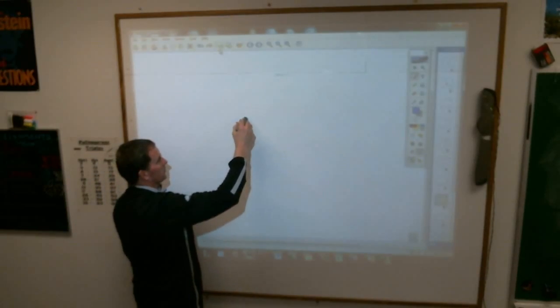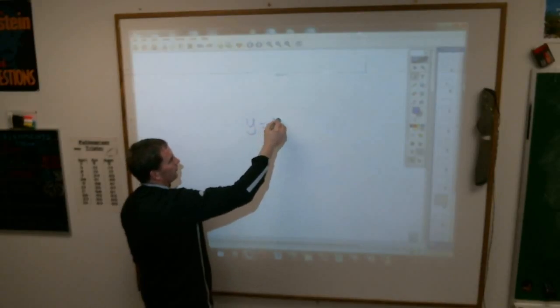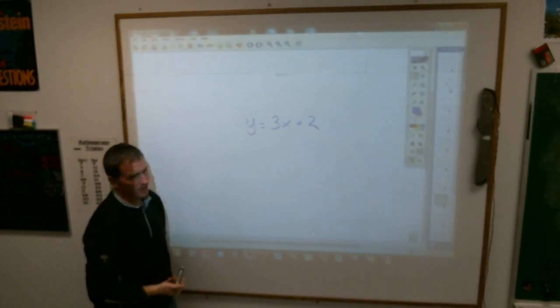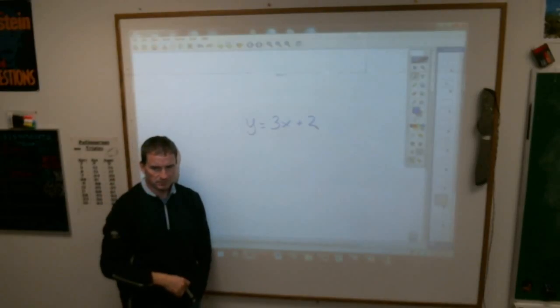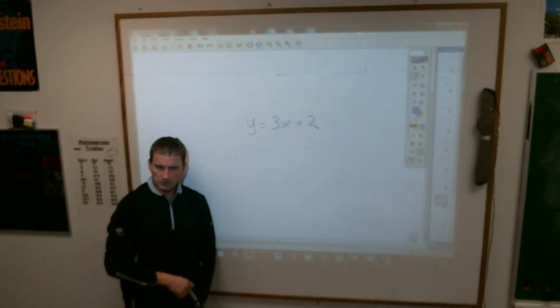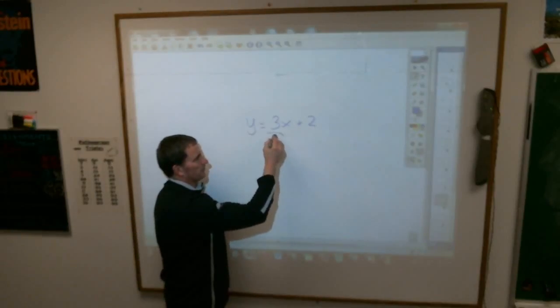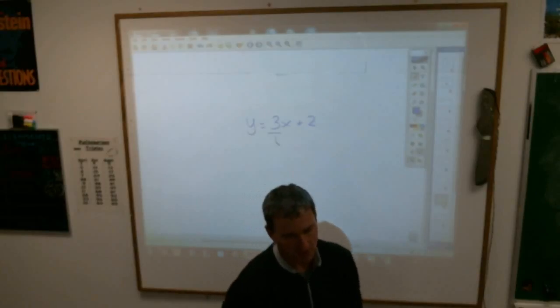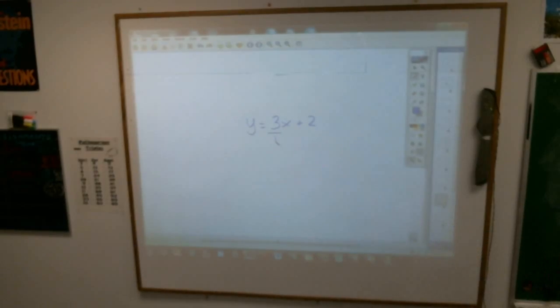So here, sketch me this one. What if it was just y equals 3x plus 2? What do I do with that 3 since it's not a fraction? Yeah. Just make it a fraction by putting it over 1. Sketch me quickly the graph of that on your paper. Let's see if you can get it just quickly here.